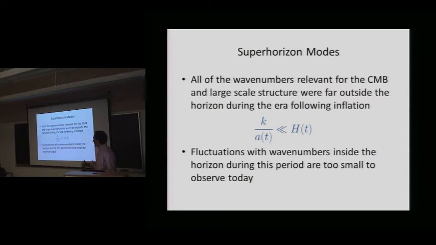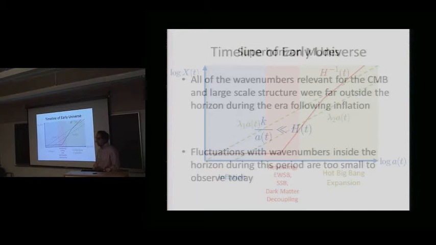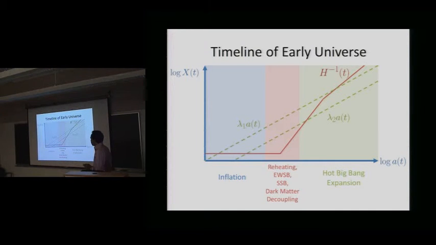And so all of the modes that were relevant to the CMB and large-scale structure were far outside the horizon during this intervening era. Of course, there were modes that were still inside the horizon that were too small to observe, so we just won't concern ourselves with those small wave numbers. Just to make this a little bit more clear, what I mean is that during inflation, this red line here is roughly the horizon size, the sound horizon size, which is just the inverse of the Hubble rate. So the horizon size was roughly constant during inflation.